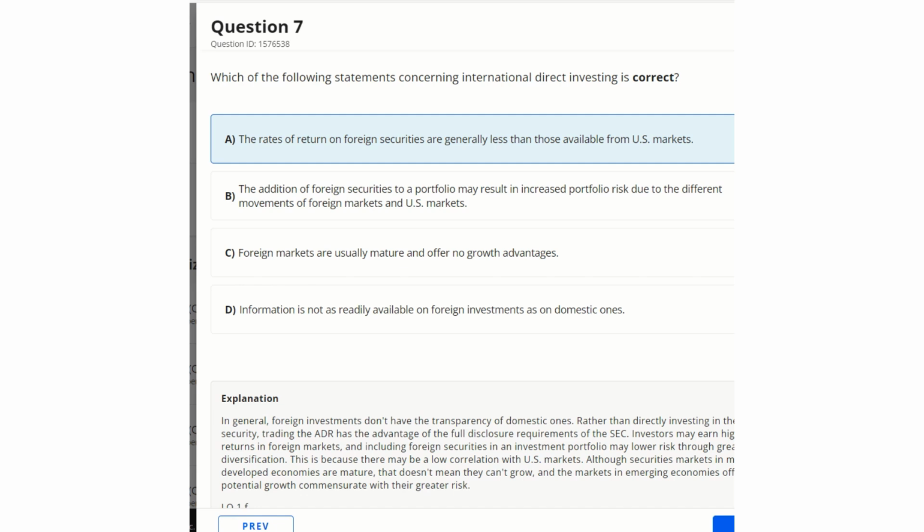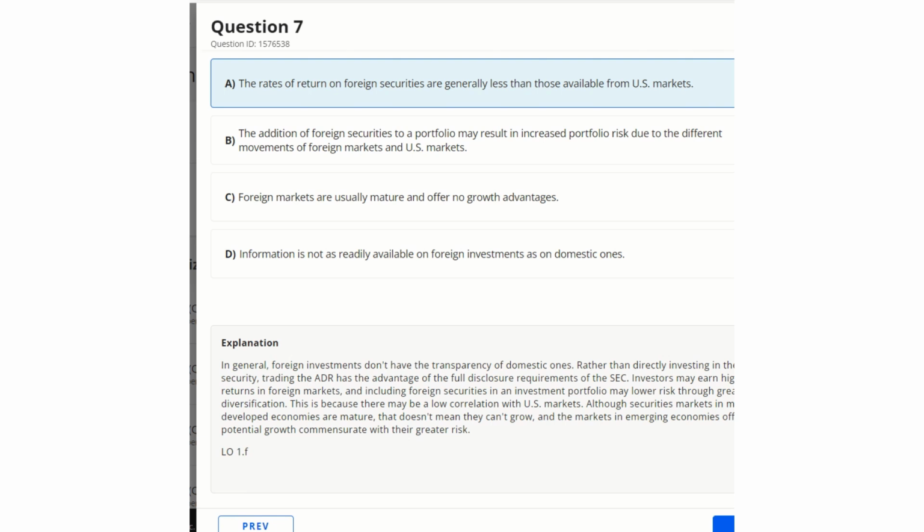So this one seems pretty straightforward. There can be some pretty high growth stuff, so you could have higher rates of return. Your portfolio risk should go down because the markets don't move together, so you have some diversification, so it's not B. C does give you some growth advantages, so the answer is D. Information is not really available. They don't have as much transparency, and that's why that answer is the one you pick.